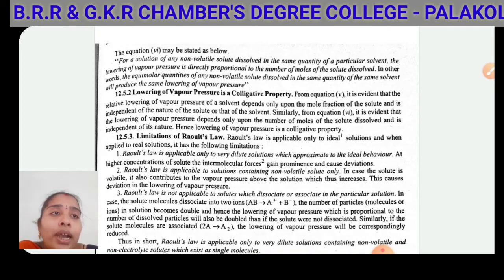Limitations of Raoult's law. Raoult's law is applicable only to ideal solutions. When applied to real solutions, it has the following limitations.